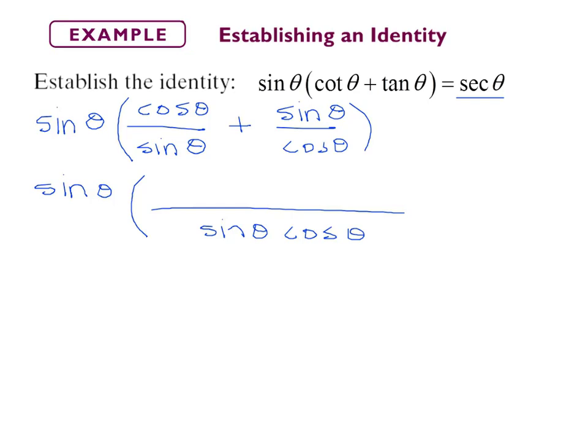Okay, good. So to get that in the first part, I'm going to multiply by cosine over cosine. So I get cosine squared theta. And in the second fraction, I'm going to multiply by sine over sine. So I get sine squared theta. Right?